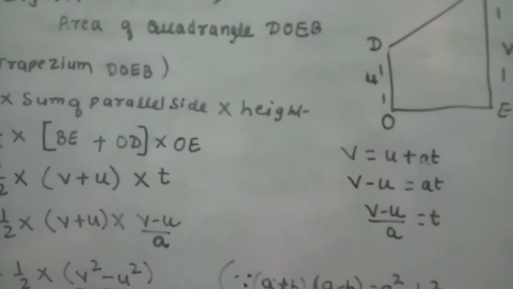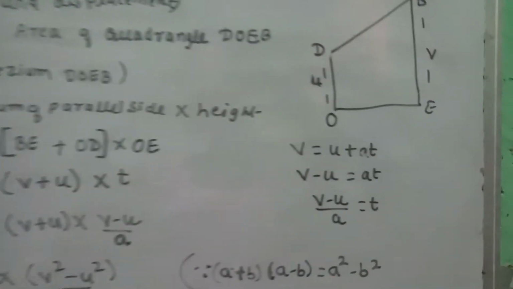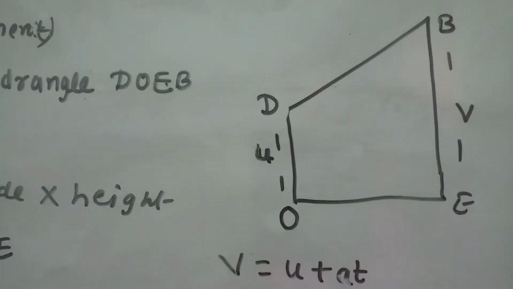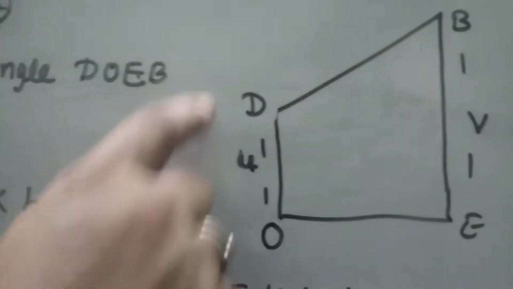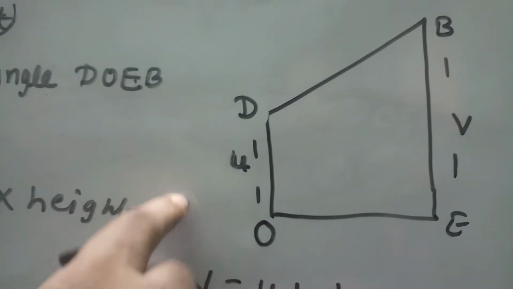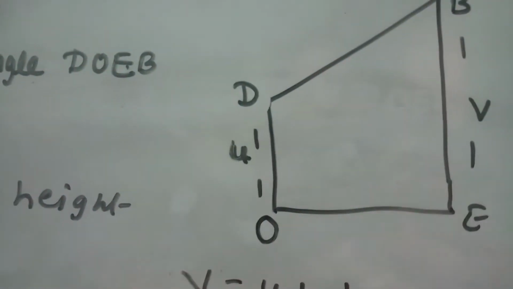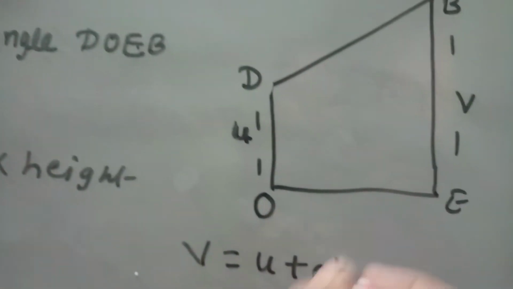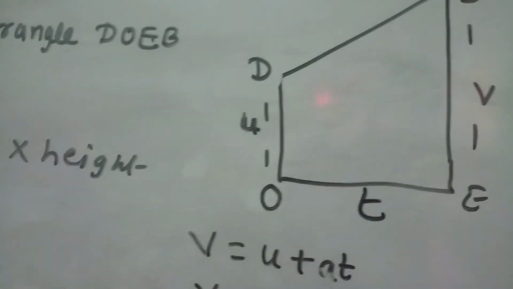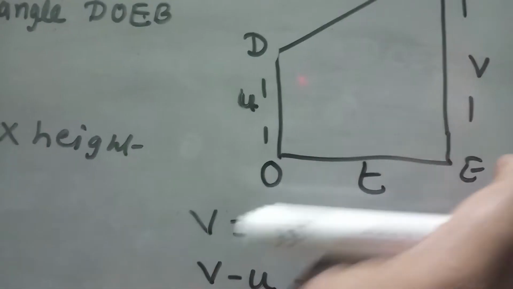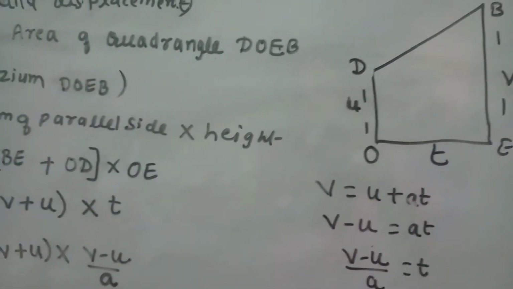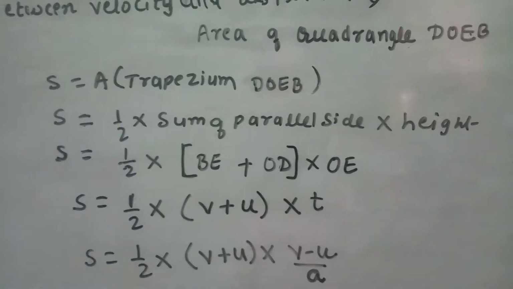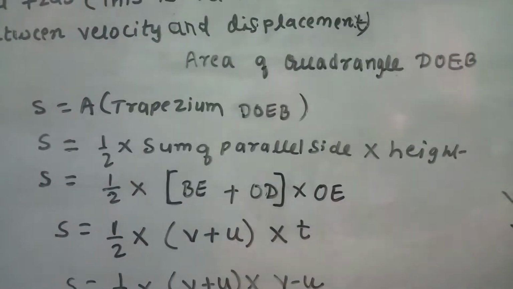So what are the parallel sides? I have drawn the quadrangle, so you can see it here and there should be no confusion regarding this diagram. You have drawn the diagram, put the initial speed as u, which you have mentioned over here, and the final speed is denoted with v. And OE is t. In this diagram you can see that DO and BE are the parallel lines. So I have taken BE plus OD, because it is the sum of the parallel sides. So the two parallel sides are DO and BE.